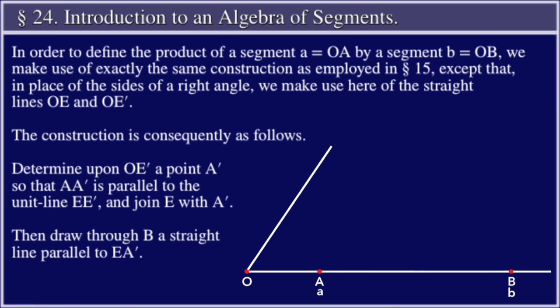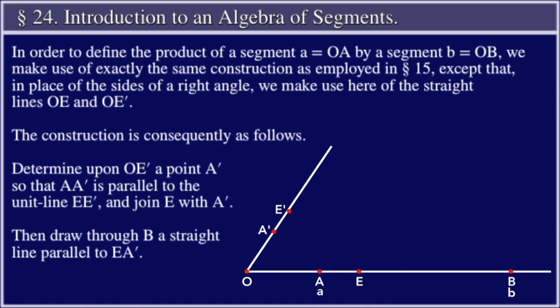In order to define the product of a segment A = OA by a segment B = OB, we make use of exactly the same construction as employed in section 15, except that in the place of the sides of a right angle, we make use here of the straight lines OE and OE′. The construction is consequently as follows.